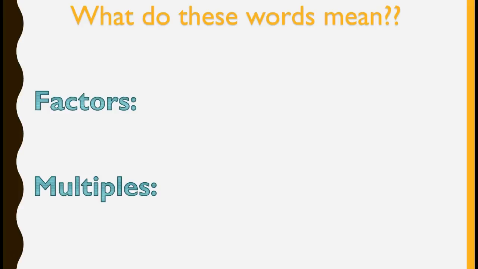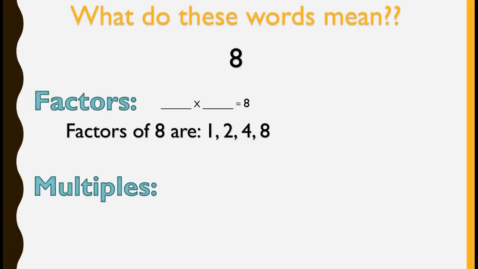Let's take another example and look at the number 8. If someone were to ask you, what are the factors of 8? You would think to yourself, what two numbers can I multiply together to equal 8? I know I could say 1 times 8. Can you think of any others? 2 times 4 equals 8. And that's all, right? So the factors of 8 are 1, 2, 4, and 8.